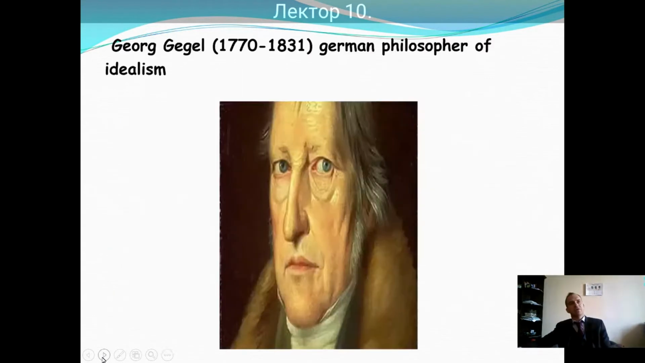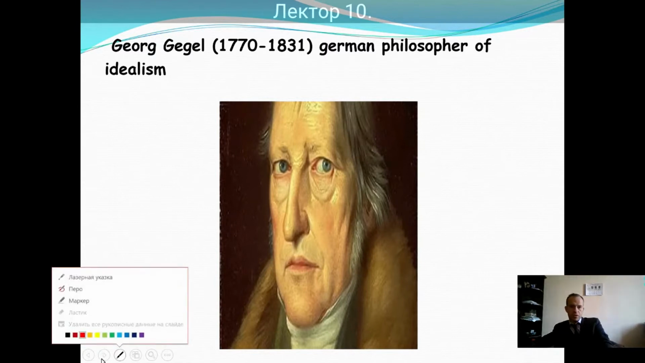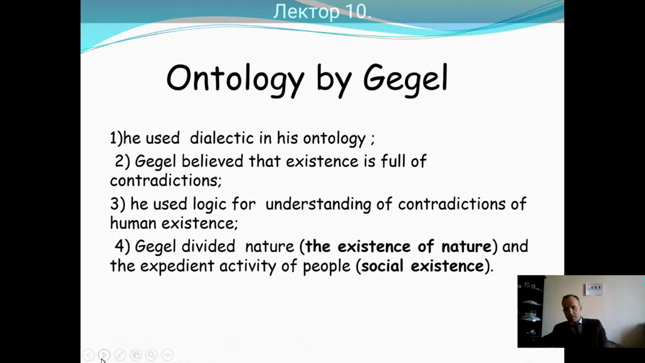Now, the next philosopher of German classical philosophy was Georg Hegel. He was an idealist too. So, what was his opinion about the problem of existence? He used dialectic in his ontology. As you already know, dialectic is a section of philosophy that studies different contradictions in the development of the world, society, state, and so on.